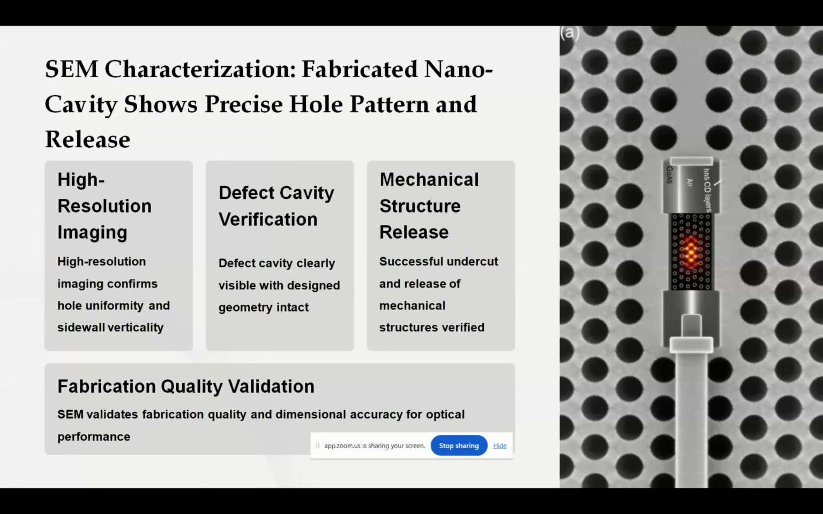In the SEM characterization, this slide shows SEM images of the fabricated devices. It confirms uniform hole patterns and correct cavity formation. The mechanical structures are successfully released, and this validates the fabrication quality.